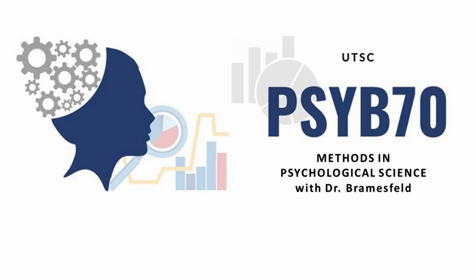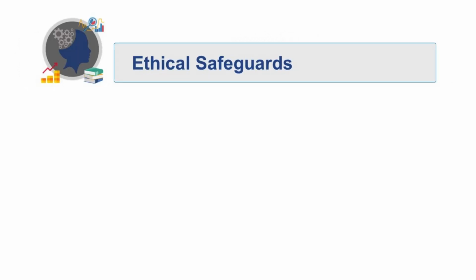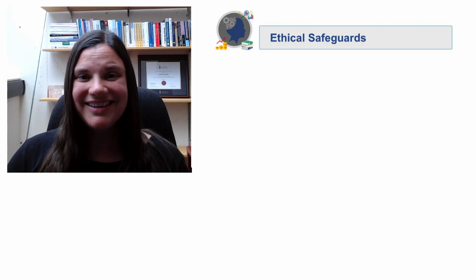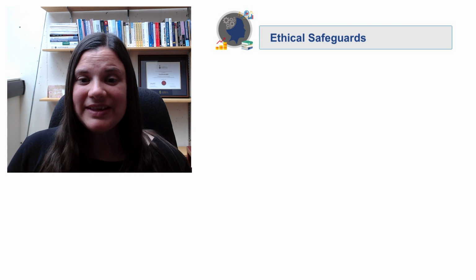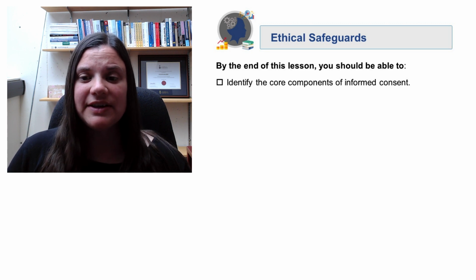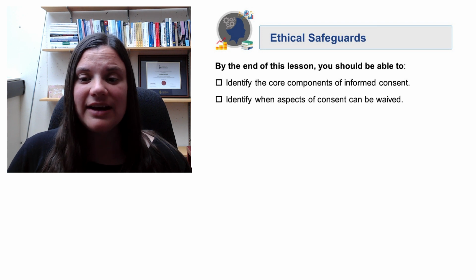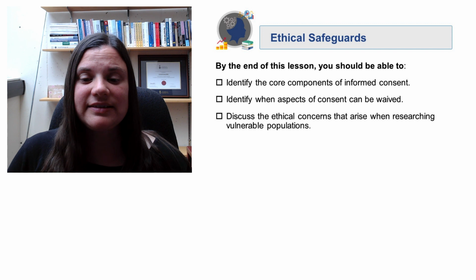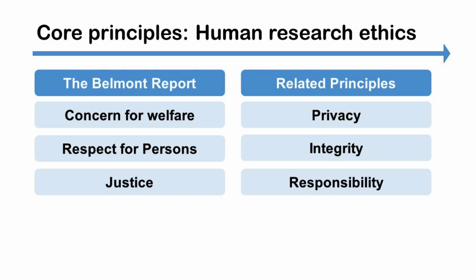Welcome back. In this video, we're going to discuss safeguards that have been put into place in an attempt to prevent ethical abuses from taking place. Specifically, we are going to identify the core components of informed consent. We're going to discuss when aspects of informed consent can be waived, and we're going to discuss the ethical concerns that arise when researching vulnerable populations. Okay, so let's get started.